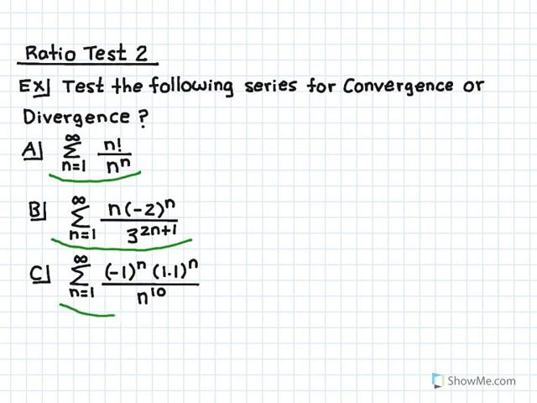Question C, summation n equals 1 to infinity, negative 1 to the power of n, times 1.1 to the power of n, divided by n to the power of 10. Let's look at question A first. Here we have summation n equals 1 to infinity, n factorial divided by n to the power of n.